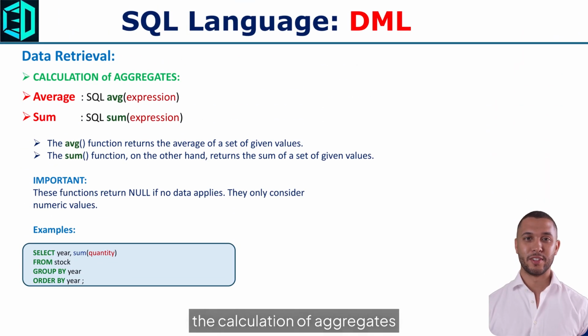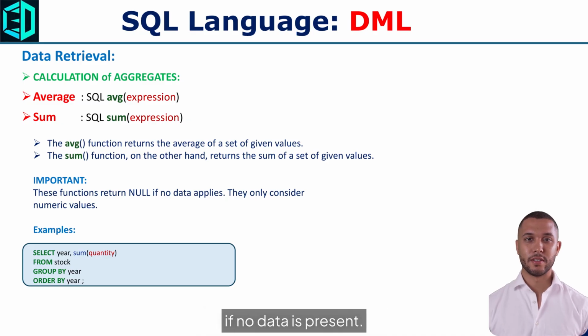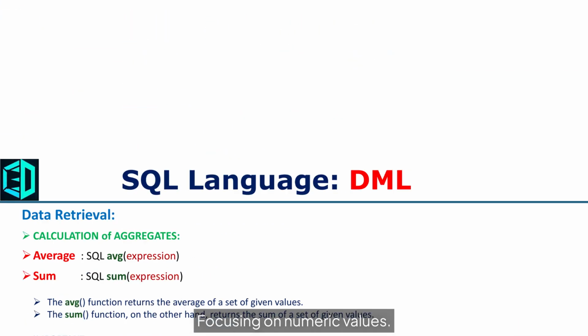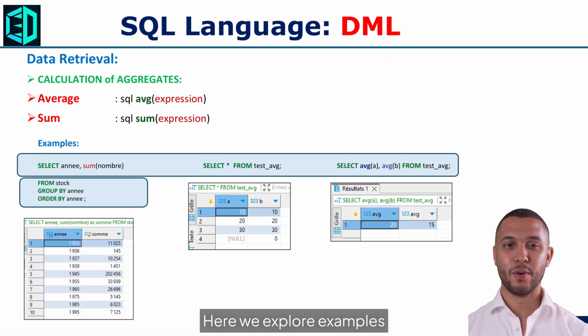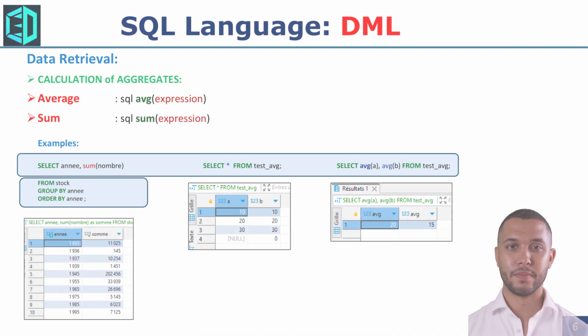SQL also allows for the calculation of aggregates like averages and sums. The AVG function computes the mean, while sum totals values. These functions return NULL if no data is present, focusing on numeric values. Here, we explore examples of using AVG and SUM in SQL. By grouping data, we can calculate these aggregates efficiently, providing insights into data trends and patterns over time.